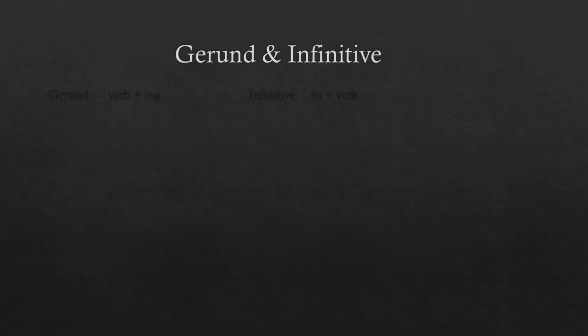In today's lesson, we focus on gerund and infinitive. So, gerund and infinitive are two forms of verb. The first one, gerund, is when we add -ing to the verb, and infinitive is adding "to" to the beginning of the verb. So, gerund: verb plus -ing, and infinitive: to plus verb. But the question is, why do we need them?